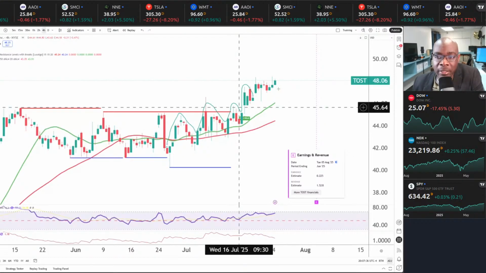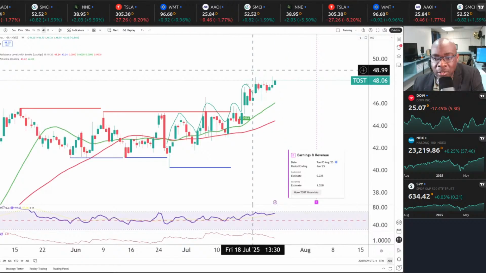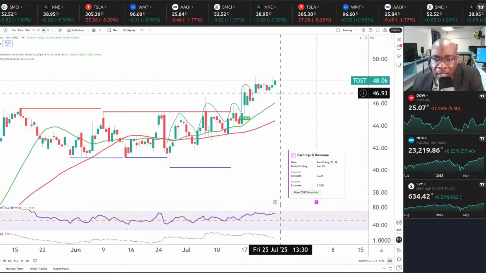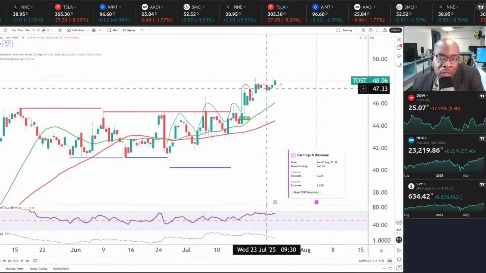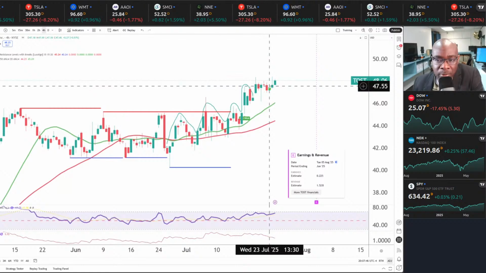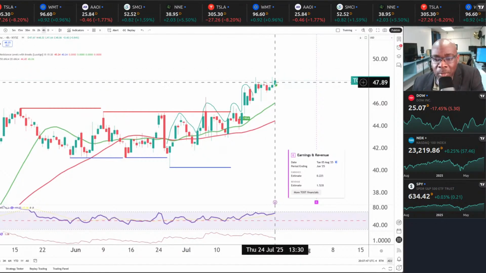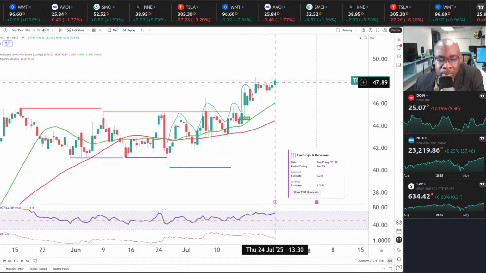So this right here is in a really good place, but this is a stock that if I was to buy this tomorrow or even on Monday, I would want to be out of it by Friday, which is the 1st of August. Okay.